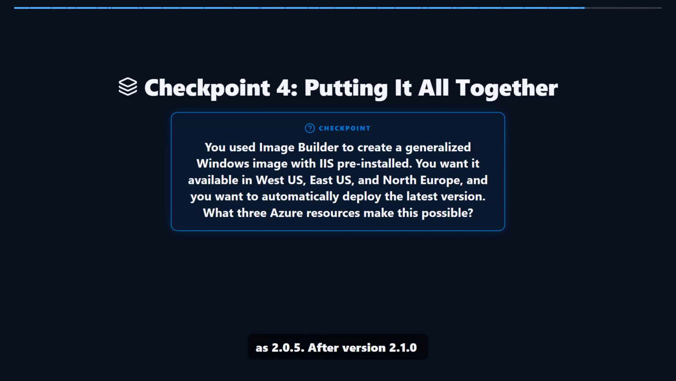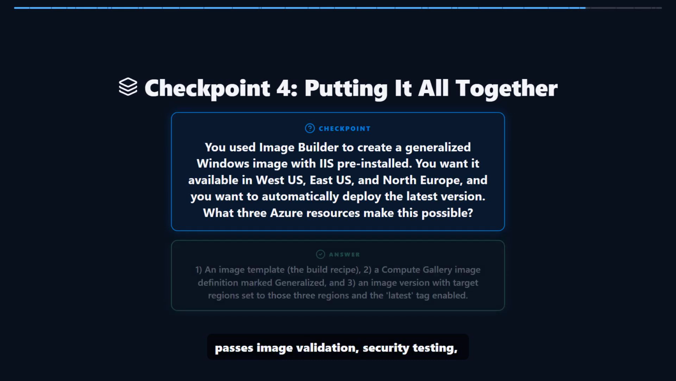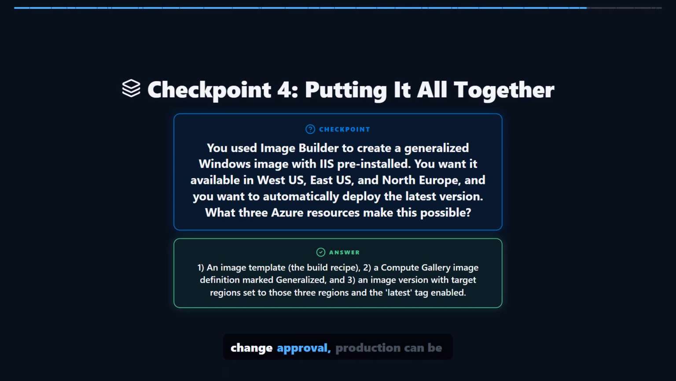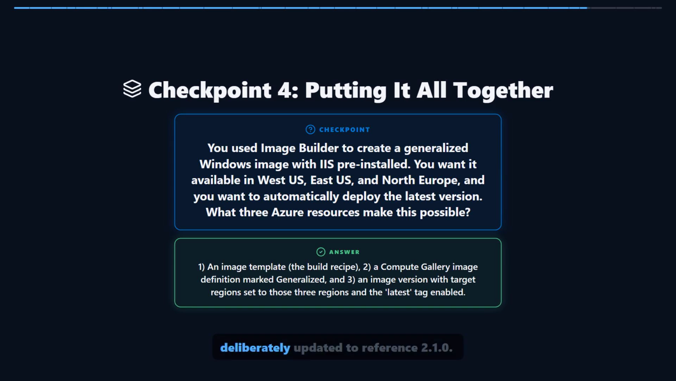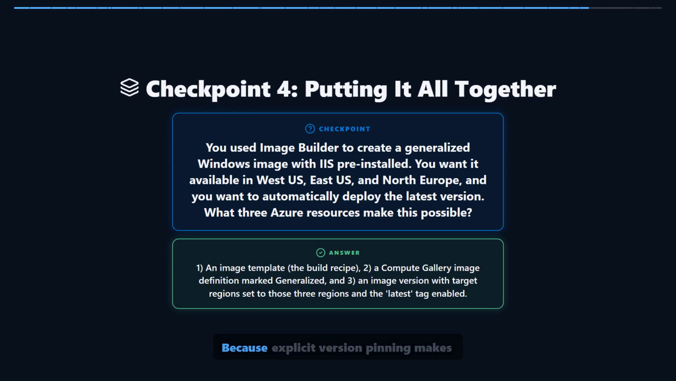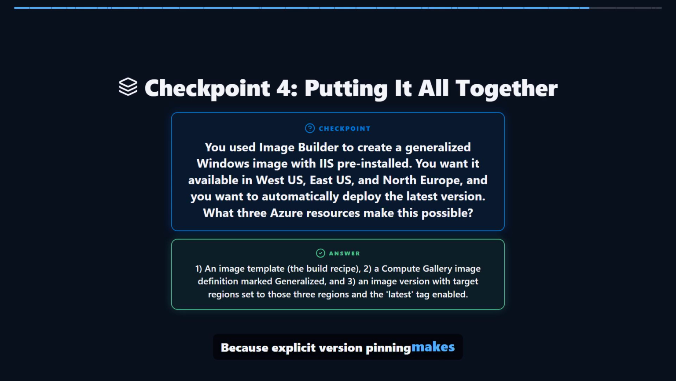After version 2.1.0 passes image validation, security testing, application testing, replication checks, and change approval, production can be deliberately updated to reference 2.1.0. Why not simply use latest? Because explicit version pinning makes deployments repeatable and gives you controlled promotion and rollback.